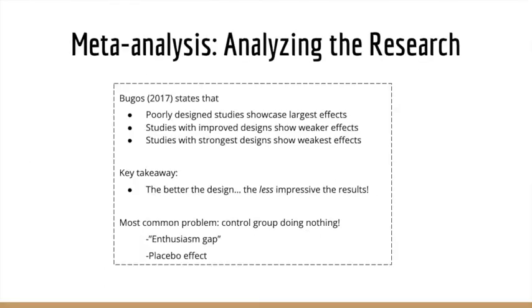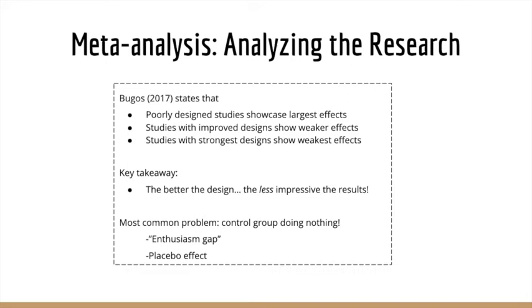So, a meta-analysis, analyzing the research. Fortunately, since there's so much out there, some researchers have looked at all the different studies together and tried to aggregate information and say, okay, what do we do with all this conflicting data? Well, in 2017, a researcher named Bugos found that poorly designed studies tend to show the largest effects. Studies with improved designs show weaker effects, and the studies with the strongest and best designs show the weakest effects of all. So the key takeaway is the better the design, the less impressive the results.